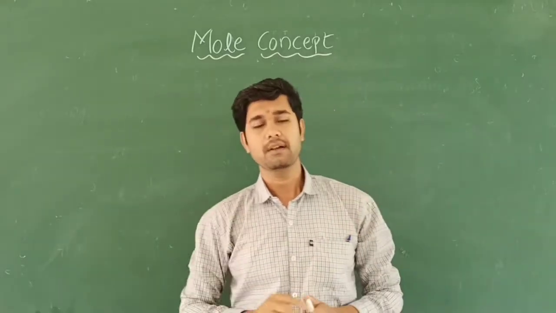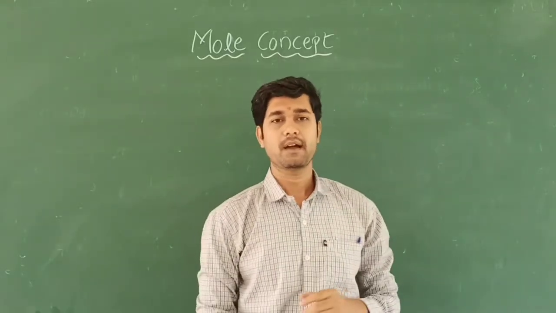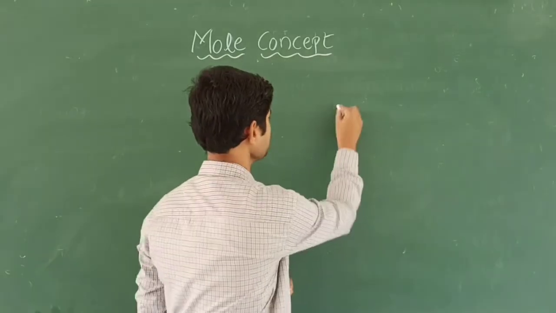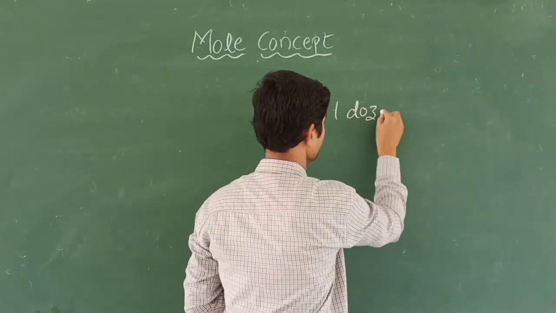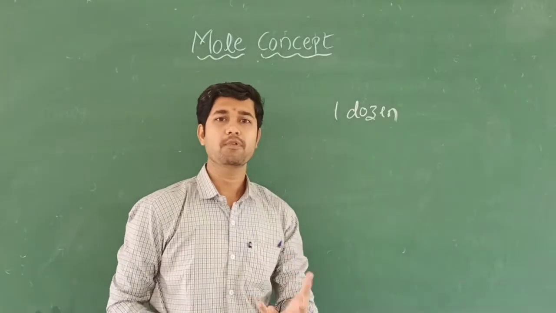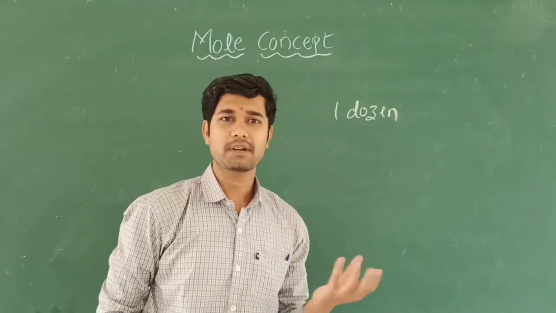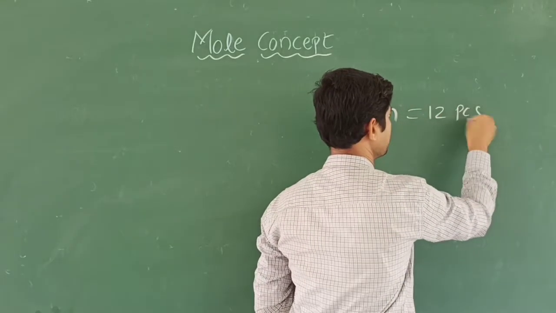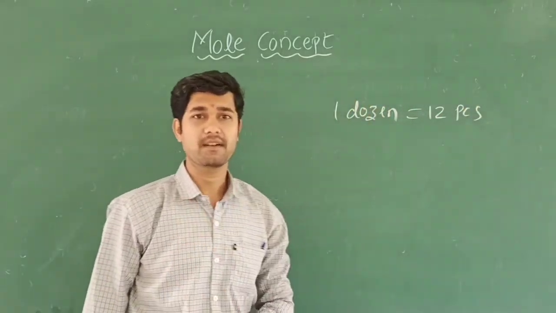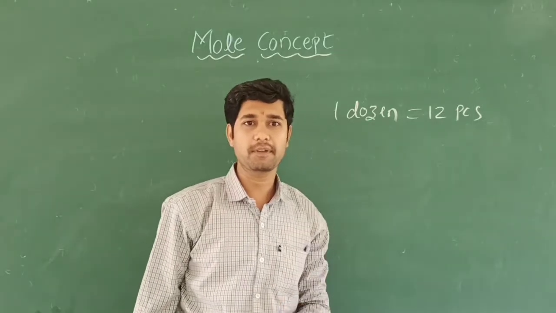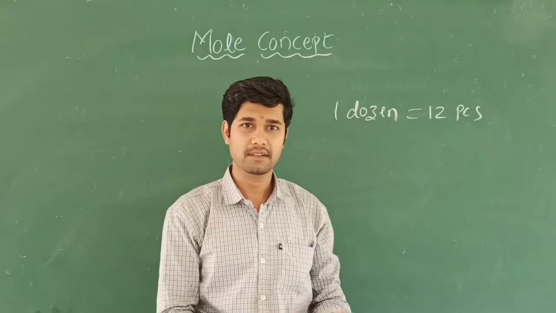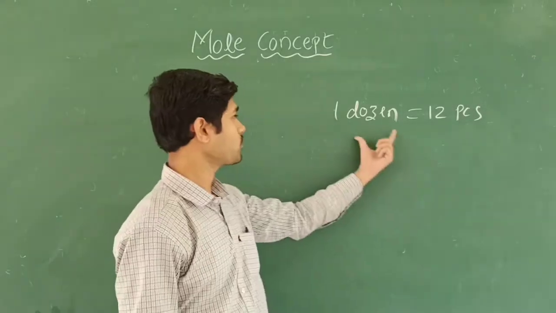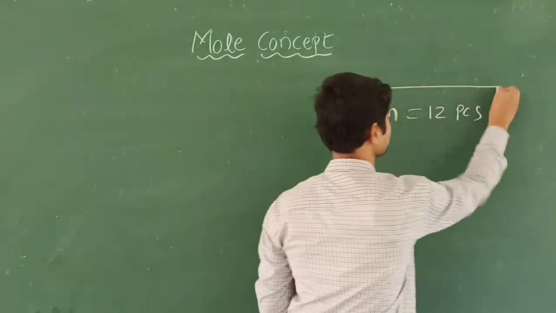For example, if you go to the market and ask the shopkeeper, give me 1 dozen bananas. 1 dozen bananas indicates how many? 12 pieces, right? They are going to give 12 pieces. Or instead you could say, give me 12 bananas. But instead of saying 12 bananas, you use the word 1 dozen.